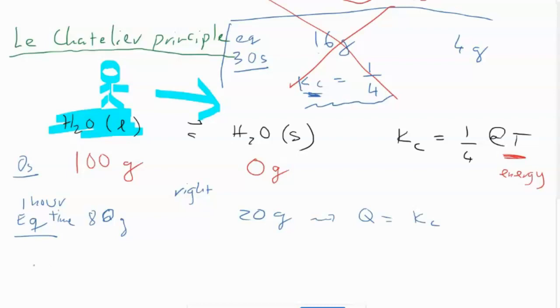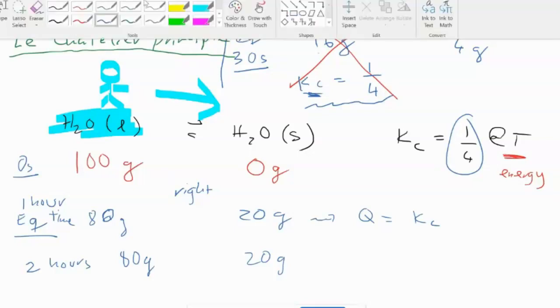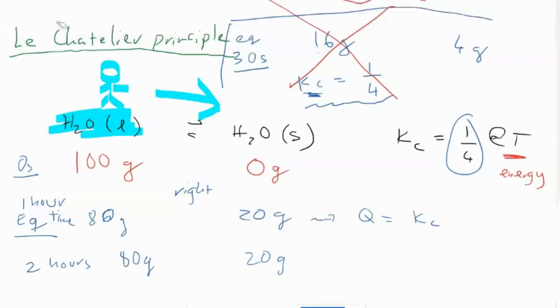So if you waited another hour, to 2 hours, how much liquid water are you going to have? Well, you're going to have exactly the same. You're going to have 80 grams of liquid water and 20 grams of ice because you have reached that Kc, that 1/4 ratio. Okay? You didn't change the temperature. That's the reaction that you're going to get.